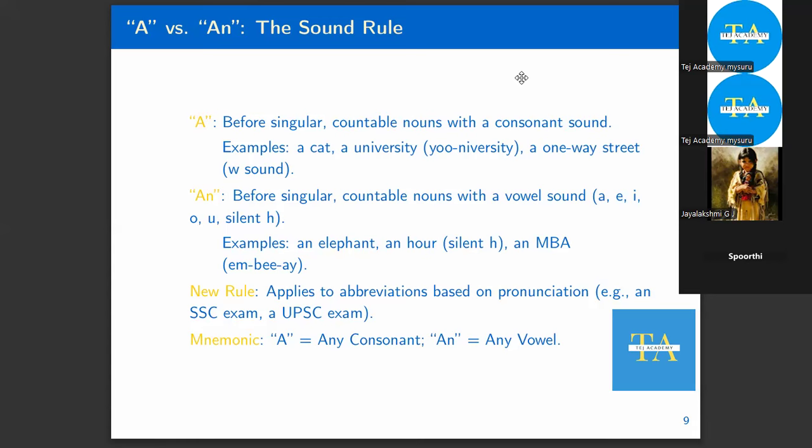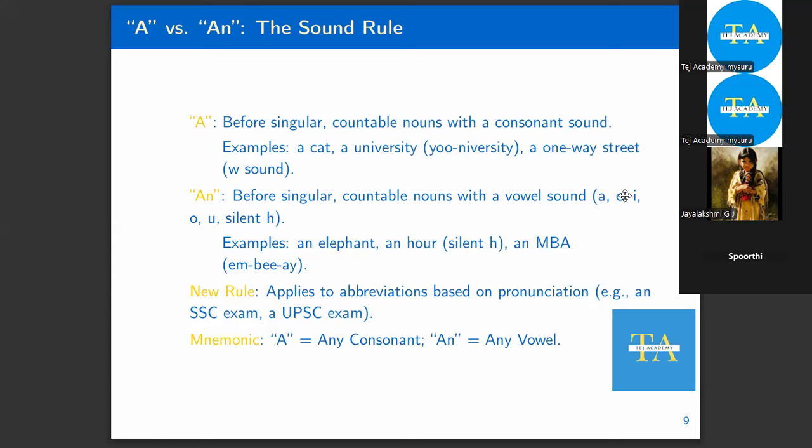An elephant, an hour, an MBA course. Here, there is a new rule for abbreviations: based on pronunciation, like an SSC exam and a UPSC exam, the usage of a and an varies. SSC starts with a vowel sound. If you start pronouncing S, it sounds like it starts with A, S. That's why we use an SSC exam.